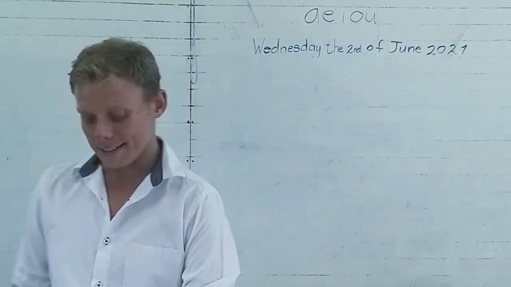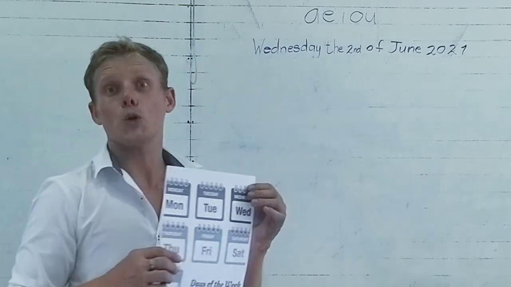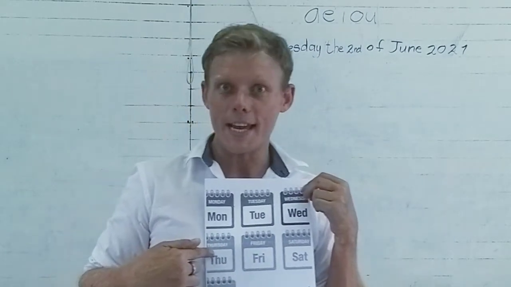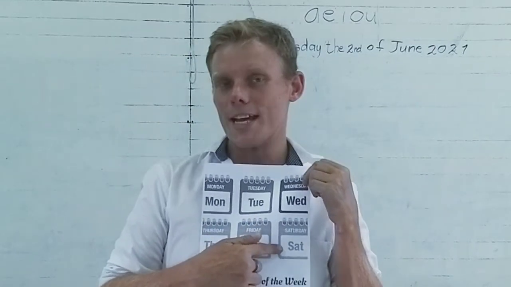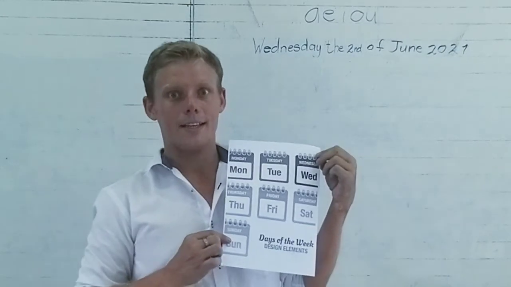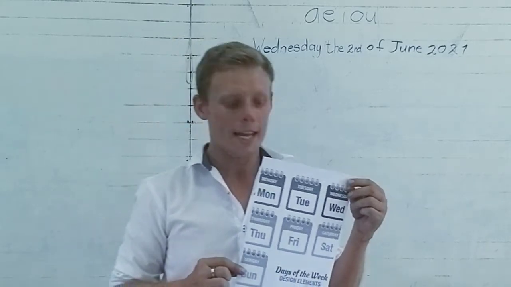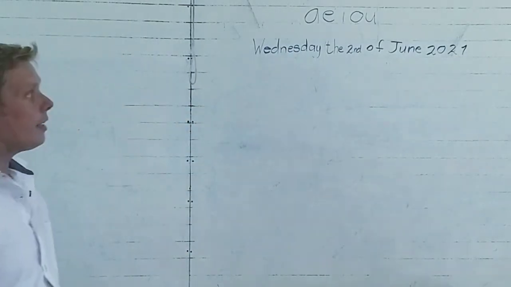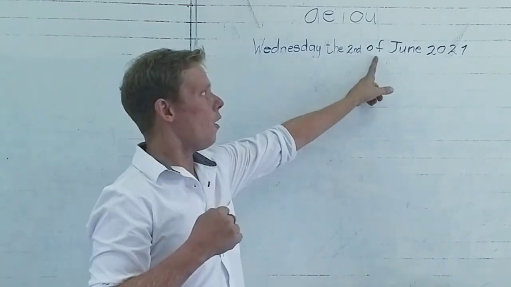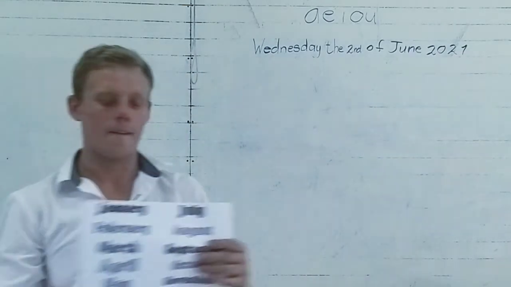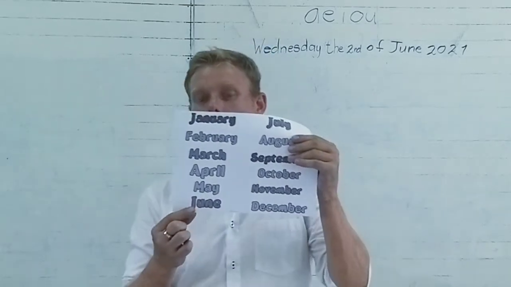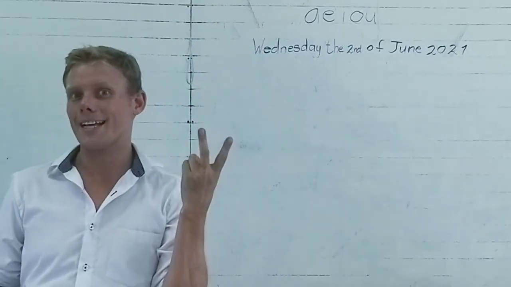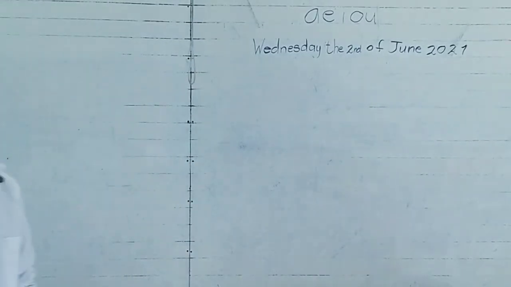Okay, so the day, I don't know, Monday, Tuesday, Wednesday, Thursday, Friday, Saturday, or Sunday. What day is it today? Today is Wednesday. And the date, the 2nd of June, 2021. Today is Wednesday. Good.